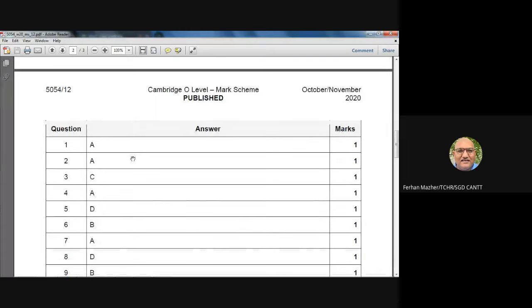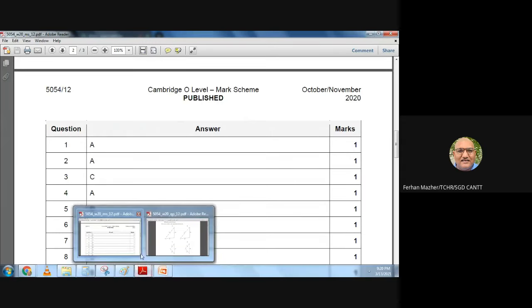I have the marking scheme also, so I will check the answer. Okay, so question number 1, A is the right answer. So hopefully you have understood this.